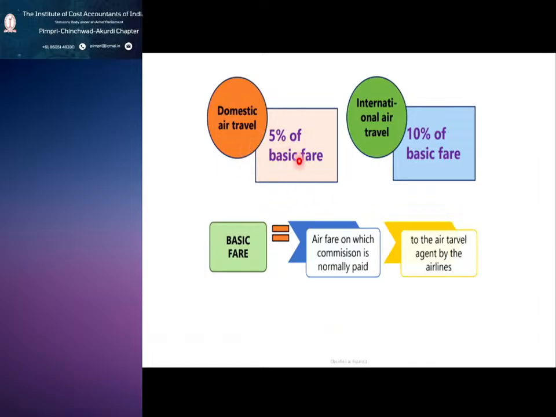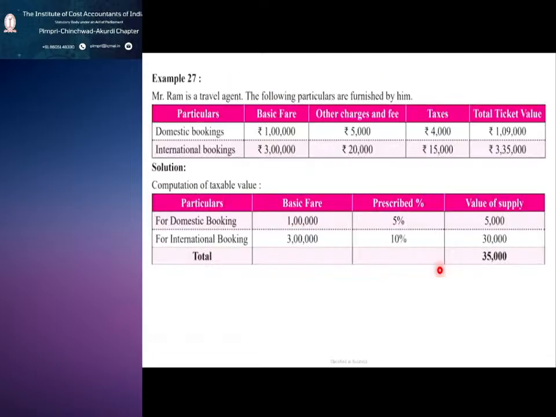For domestic, it means 5% of basic fare; for international, it is 10% of basic fare. Basic fare means the commission normally paid to the travel agent by the airlines. So the same illustration, and one more from the final also, I will share. So we can have a look at these two examples.